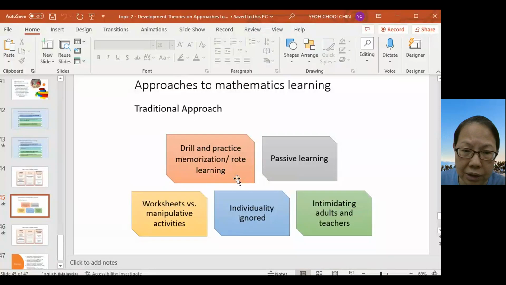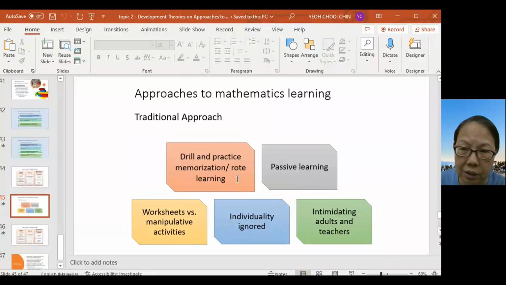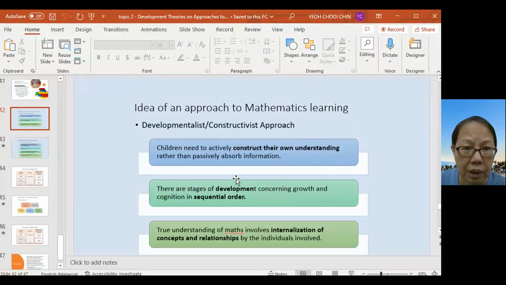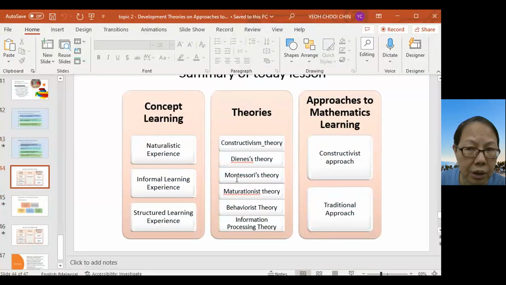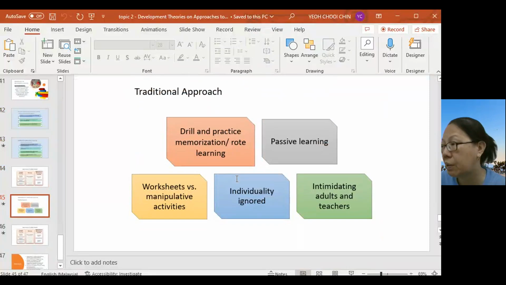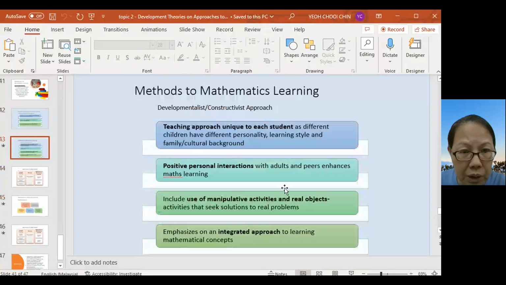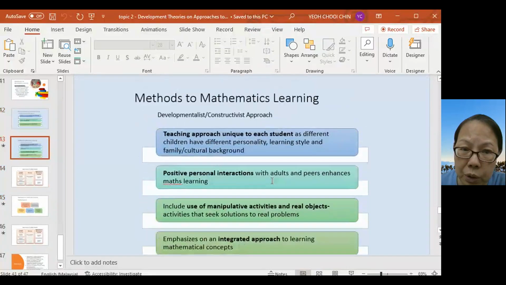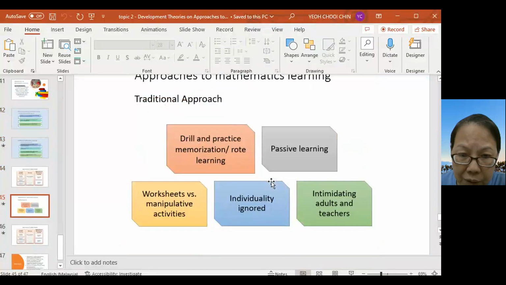Rather than this approach whereby they use a lot of manipulative activities for them to manipulate their minds and learn better. So individuality is whereby this activity matters to learning. The approach is very much individual. We let them see what's best for them.